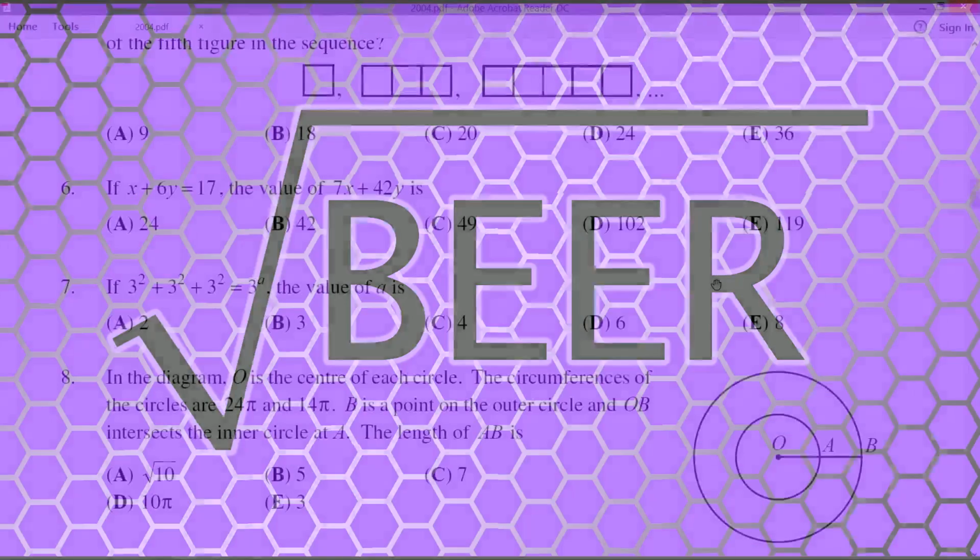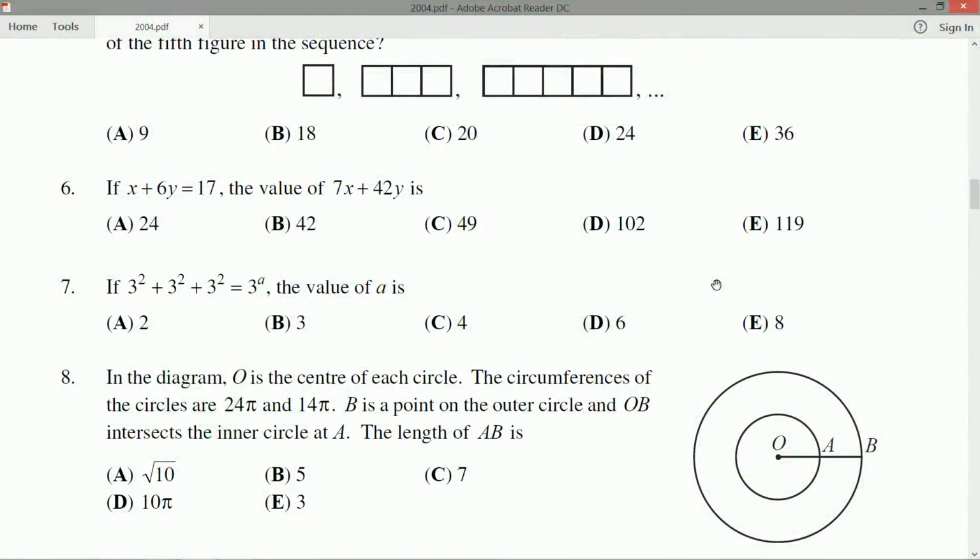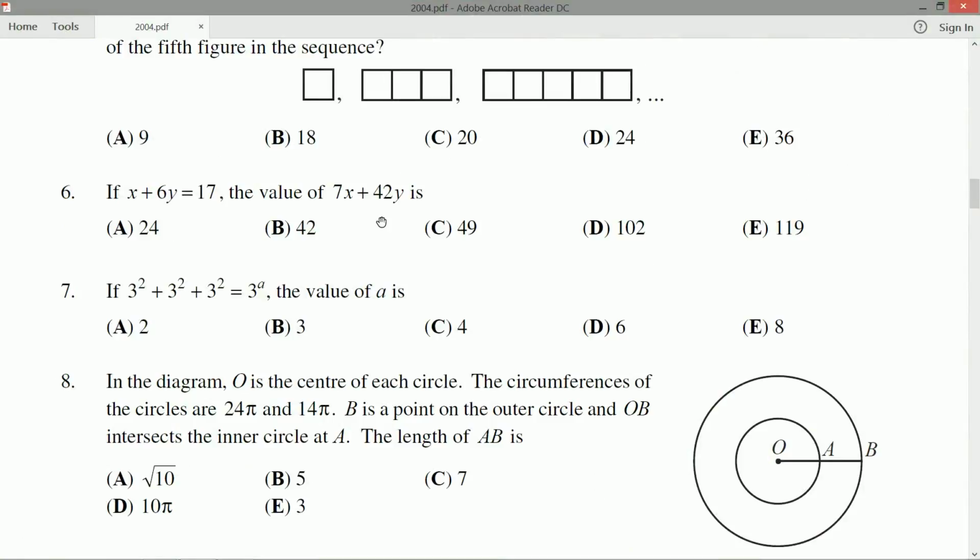I hope you're ready for another math question because we're looking at question number 6 now. If x plus 6y is 12, the value of 7x plus 42y is... Okay. So, usually, this would cause a bit of a problem. Why is that? Because we're given one actual equation, x plus 6y equals 17, but two unknowns. Okay? And if we had one equation and one unknown, we could reasonably solve for that unknown.